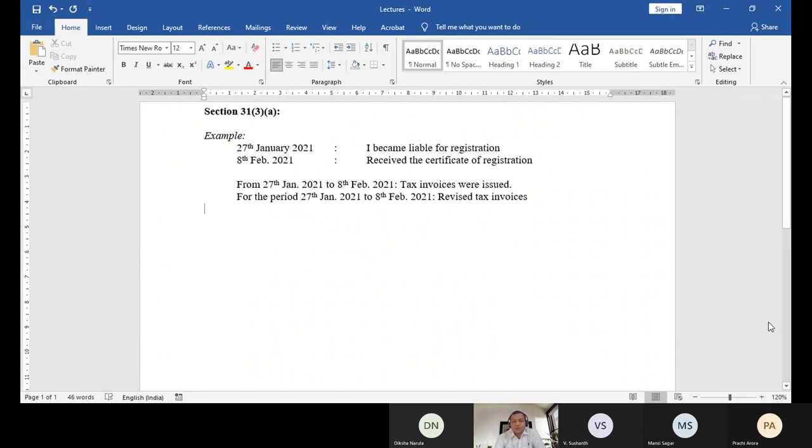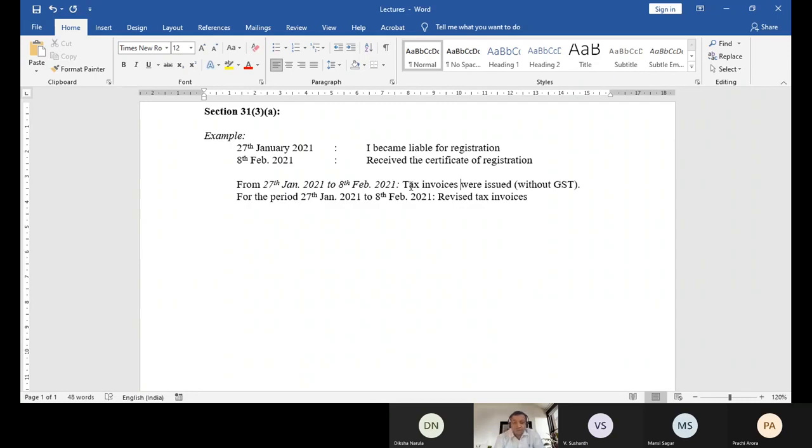Why is it so? Because till I got this certificate of registration, I could not have collected the GST on whatever sales happened during this period. Since I didn't have the registration certificate, on whatever sales I have done, these invoices were without GST by default. How can you collect GST without having a registration certificate? Though you were liable, you didn't have the certificate, so I could not have collected GST. But I must be having tax invoices, though these did not have GST in them.